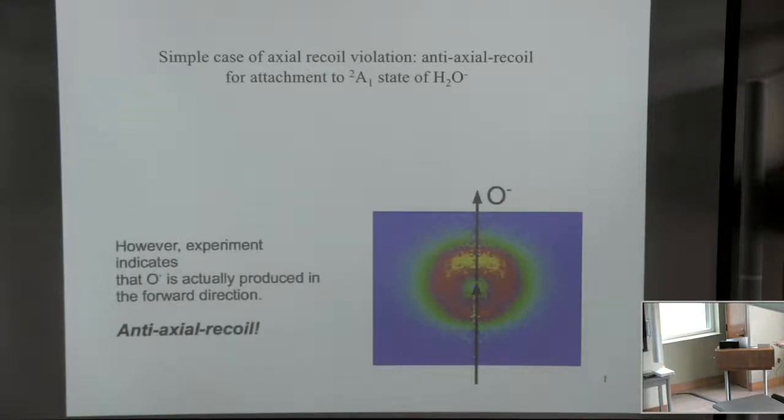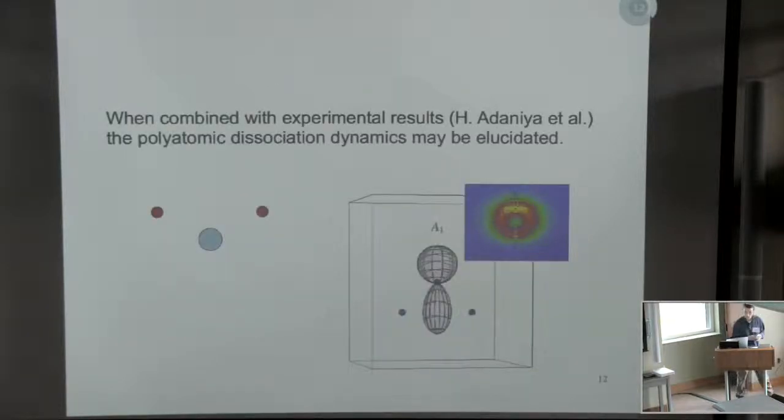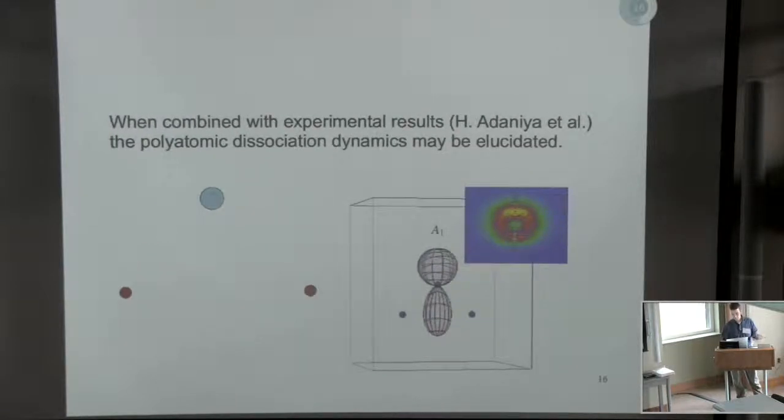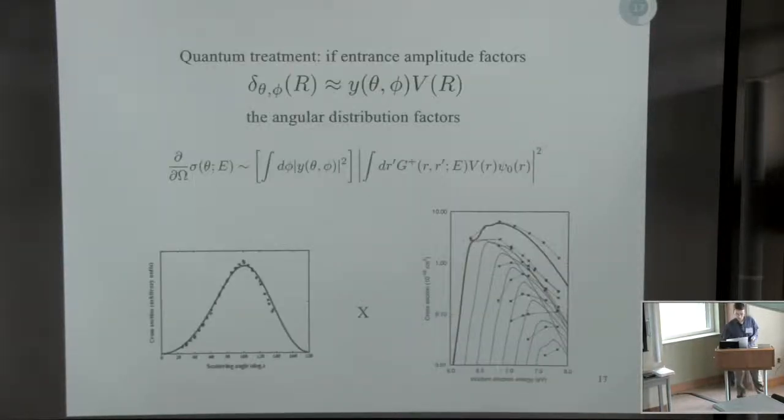However, that's not what the experiment observes. This is the experiment of Hidehito, Adamya, and Kasim et al. at LBNL. The experiment shows that O- is produced actually in the forward direction. This leads to the conclusion that the breakup is actually anti-axial recoil. In other words, it goes like this. And so that shows that by comparing experiment to theory, we can make a conclusion about the polyatomic dissociation dynamics.